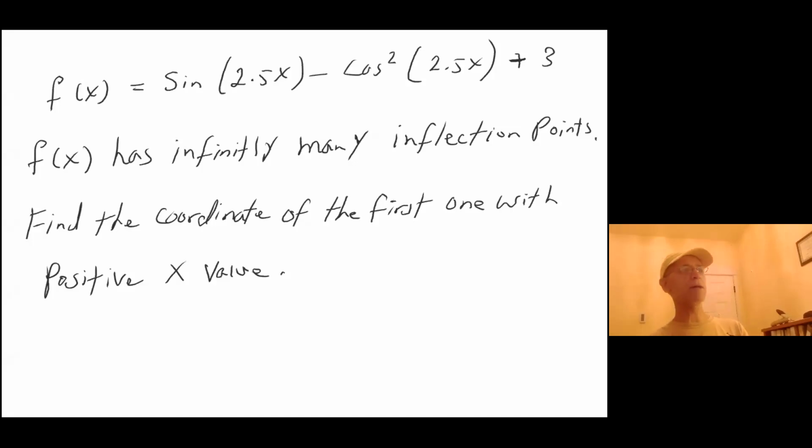Well, Math 151, we have f of x equals sine of 2.5x minus cosine squared of 2.5x plus 3. We are told that this function has infinitely many inflection points, and we're trying to find the coordinate of the first one with positive x value, so the first one immediately after the y-axis. So we're going to take the first derivative, then the second derivative, and set it equal to 0.